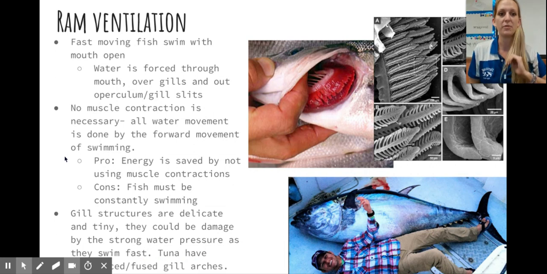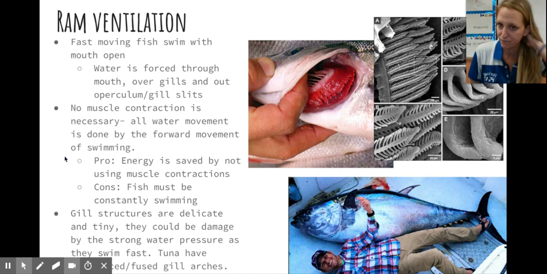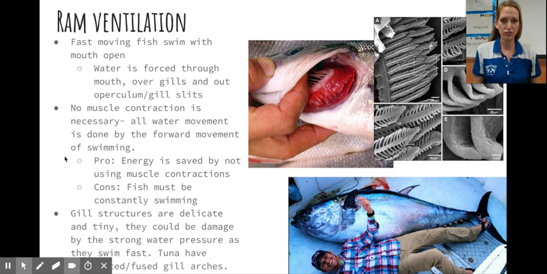Ram ventilation, an example of this is going to be tuna. They're swimming so fast, it's going to force water through their mouth, rubbing against their gills, and then out their operculum. They don't need any kind of muscle contraction in their respiratory organs to do this. It's all because they're swimming in a forward motion. Pros to this, energy is saved because they're not having to do muscle contractions. Cons, they're using a lot of energy because they have to be swimming.